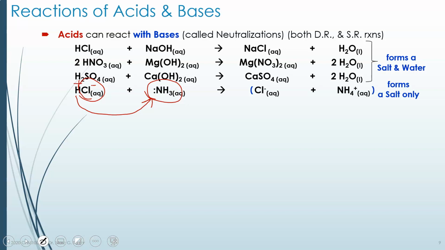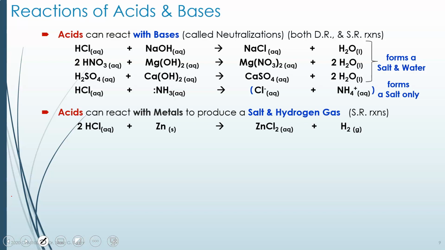Because both of them can, in theory, pick up a proton, so they're both bases. So the chloride and the ammonia swap places. So this is a single replacement reaction, whereas all of these three are double replacement reactions. You're swapping anions completely. So I'll erase that right there.